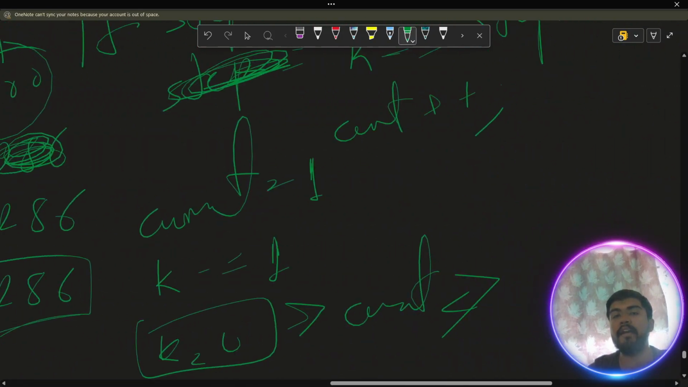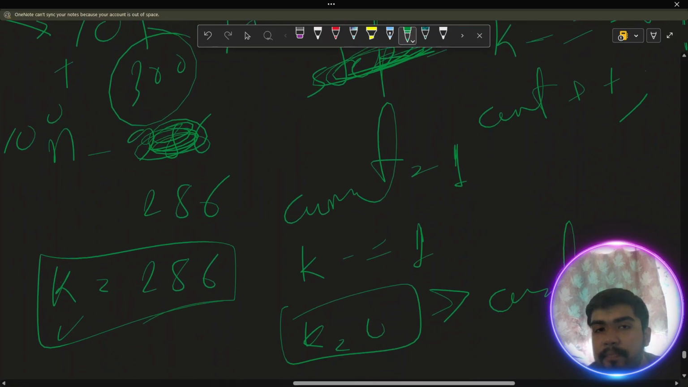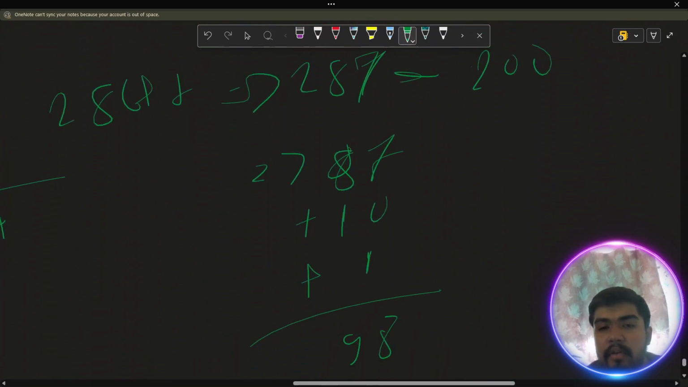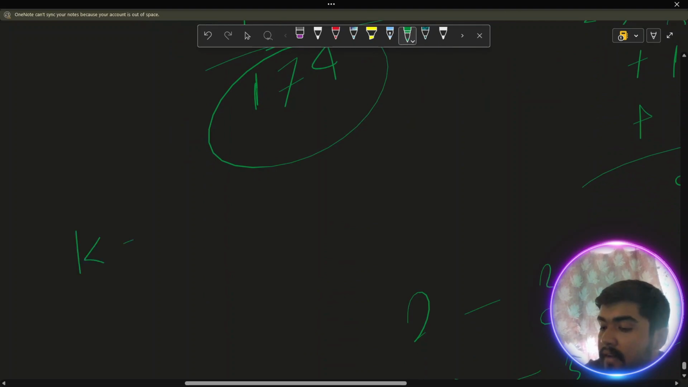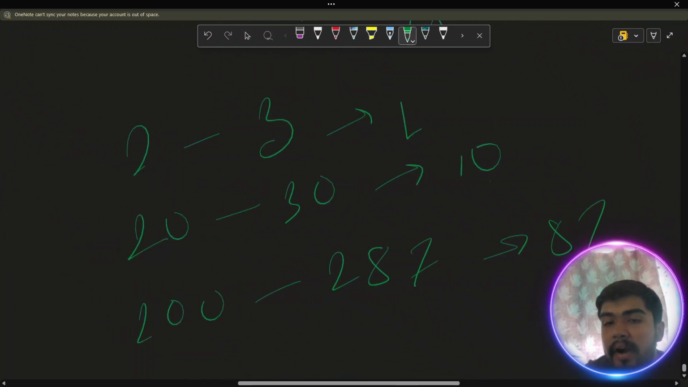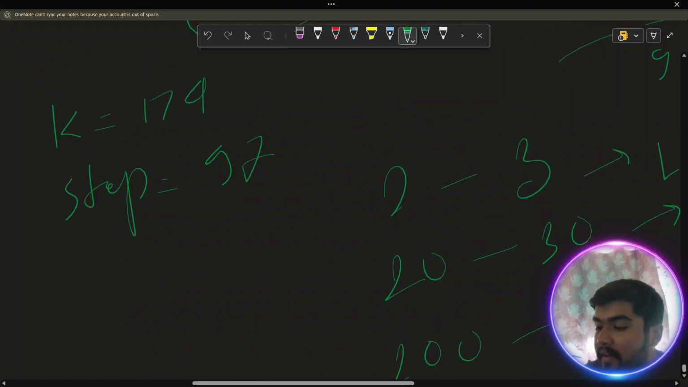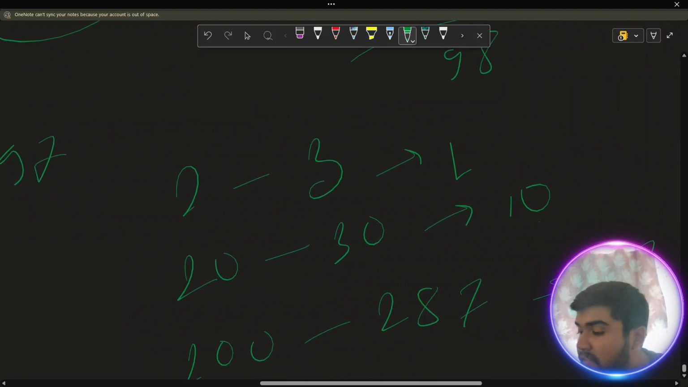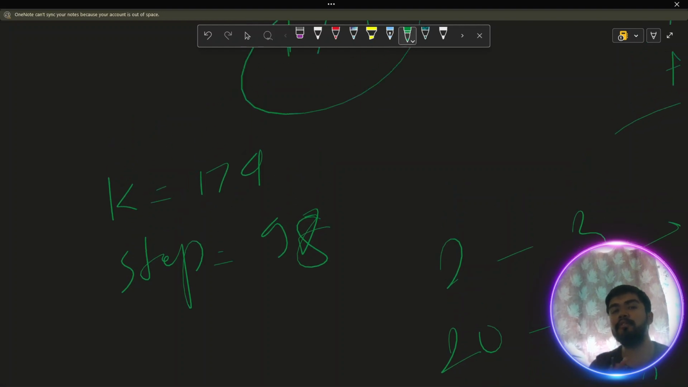So what were our earlier checks? If my steps is less than or equal to k, what is my k value? My k value after that is 174. So k is 174, and what did I get for steps here? I got 97, right? Sorry, not 97, 97 plus 1, 98. The steps I got here is 98. So it is still close. So 2 also we can skip.